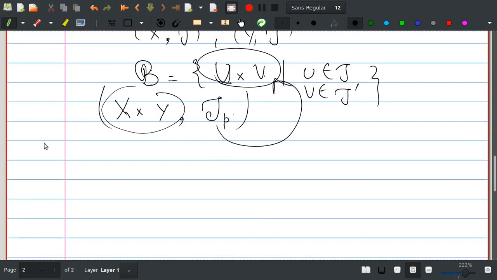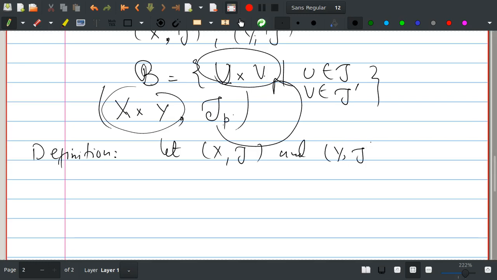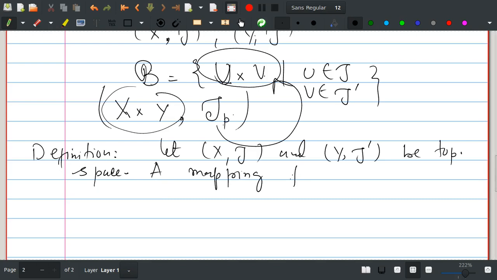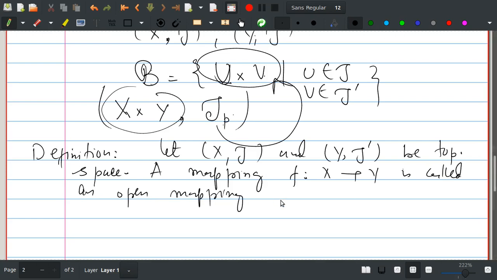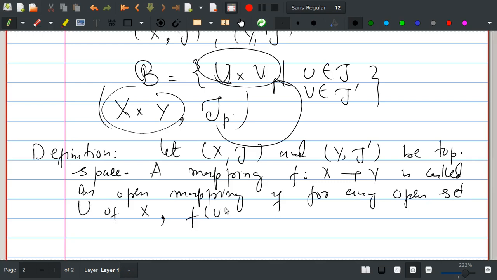Now let us define the open mapping. Let (X, T) and (Y, T') be topological spaces. A mapping f from X to Y is called an open mapping if for any open set U of X, its image in Y is open.